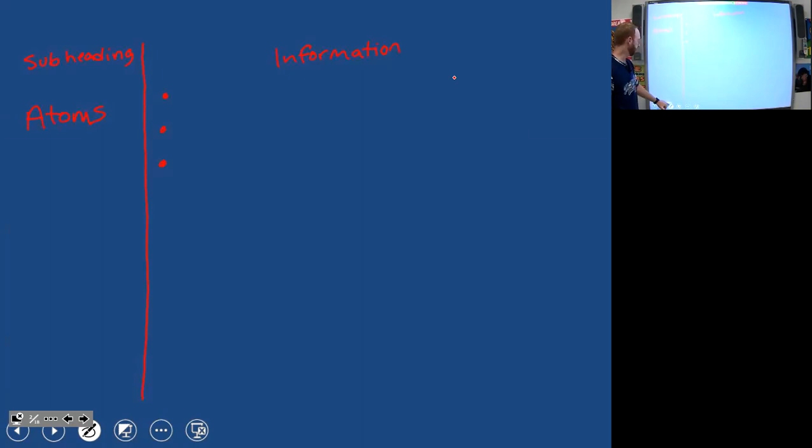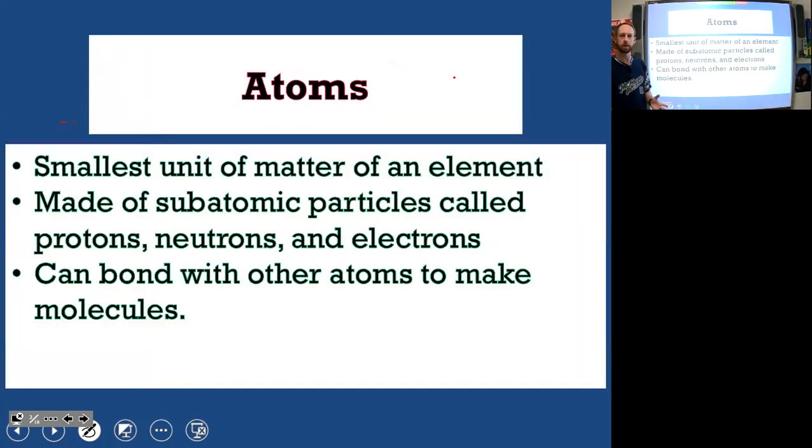So at any time during the video, if I'm going too fast, you can pause. You should be able to rewind the video or back it up a little bit and get that information down, and then you can click play to continue.